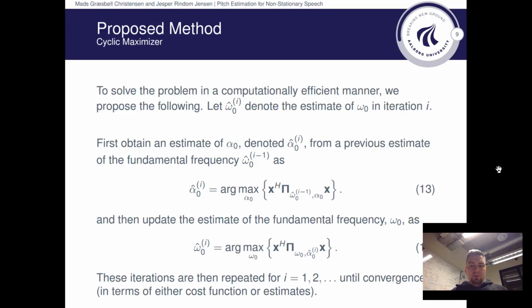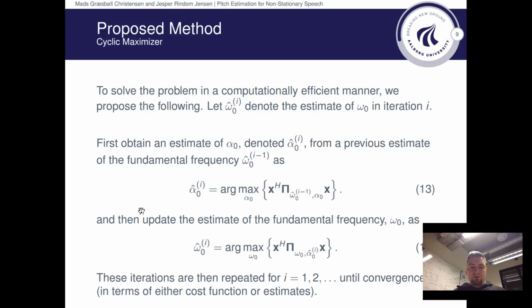To find these parameters in a computationally efficient manner, we propose an iterative algorithm. So we start with saying that, for example, omega 0 superscript i in parentheses here denotes the estimate of omega 0 in iteration i, and as you probably noted already, the hat indicates an estimate. So the idea is that first we obtain an estimate of alpha 0, denoted alpha hat 0 i, from a previous estimate of the fundamental frequency, which has the superscript i minus 1 here, by maximizing the projection of x onto the space spanned by the matrix Z. So that's x Hermitian transpose times the pi matrix times x. And when we do this, we maximize over alpha 0 only, and we keep the fundamental frequency fixed.